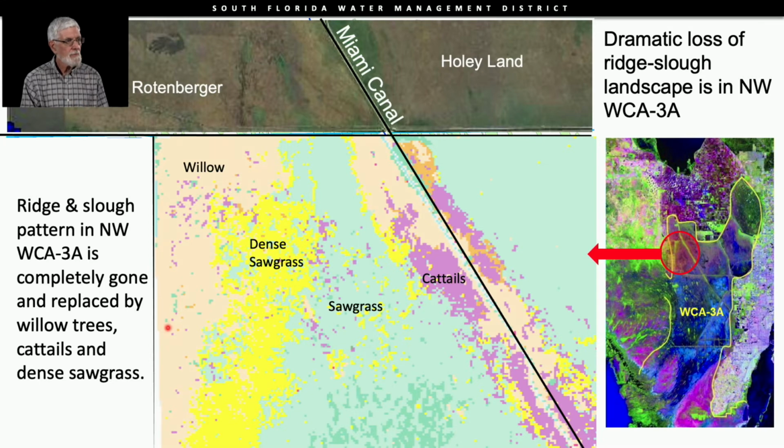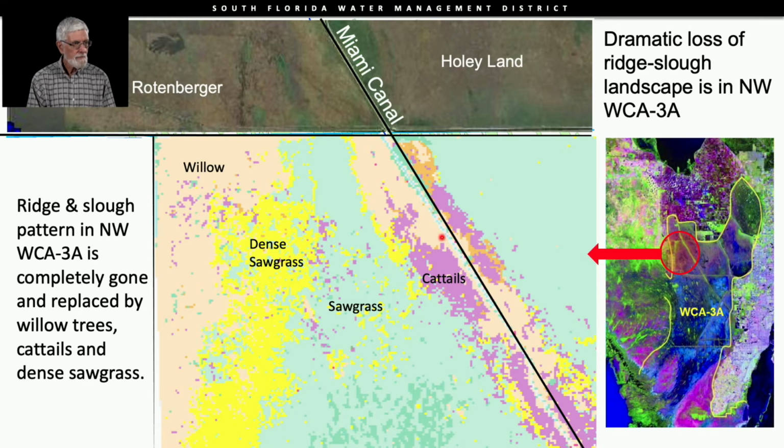So we preserved some areas above this area. Rotenberg and Holy Land are preserved by the Florida Wildlife Commission. But I want you to notice that there are no slough habitats here. There is no directionality. This is very typical of what happens in a lot of the system due to the infrastructure changes. You have cattails along the canals.